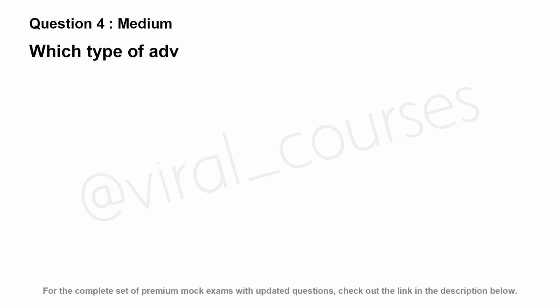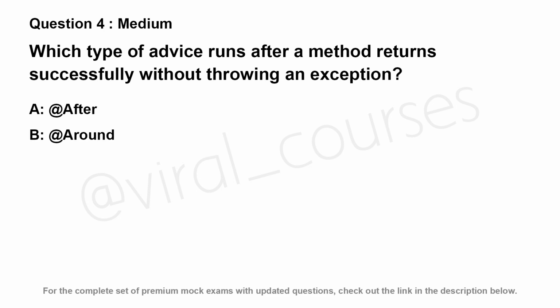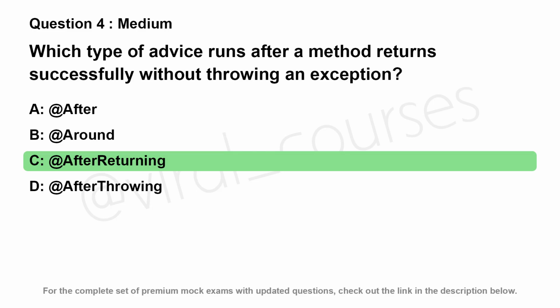Which type of advice runs after a method returns successfully without throwing an exception? Option A, @After. Option B, @Around. Option C, @AfterReturning. Option D, @AfterThrowing. The correct answer is C.